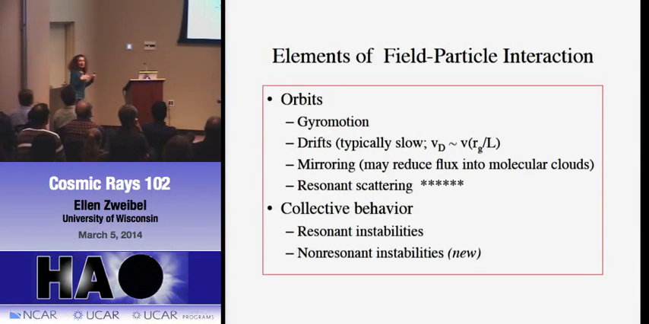Okay, so since we can't do a brute force integration of particle orbits except for a few special purposes, we break down the field particle interactions into a few elements. So there's the gyro motion, helical motion around the field lines. There are drifts due to curvature and variation of magnetic field. These tend to be very slow. The drift velocity is of order the particle velocity times the ratio of the gyro radius to the magnetic length scale. There's mirroring, repulsion from areas of strong field, which may reduce the flux into molecular clouds. There's resonance scattering, which is very important, and I'll describe in a minute. And then there are various forms of collective behavior, instabilities that cosmic rays are able to excite in the medium.